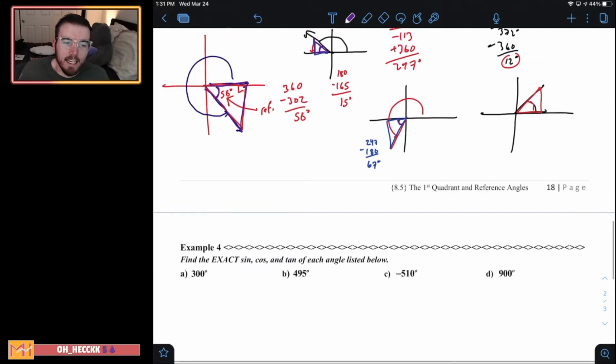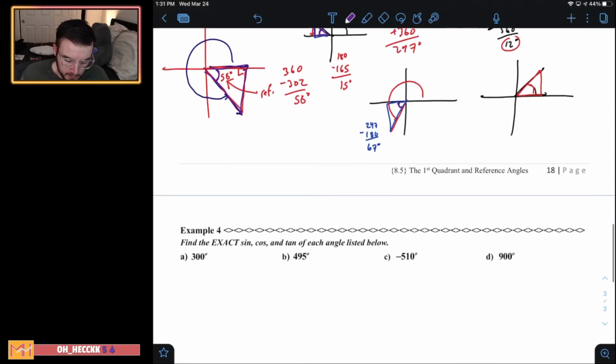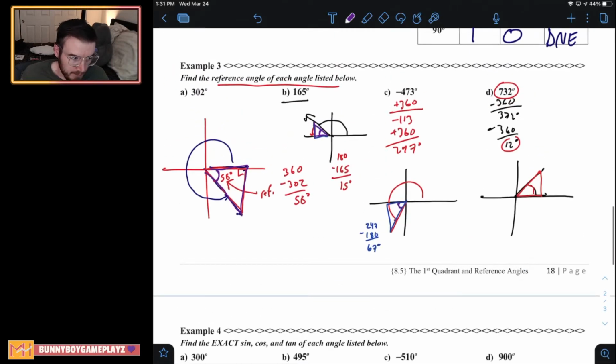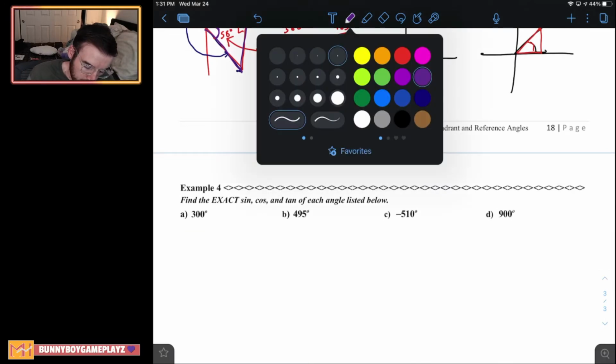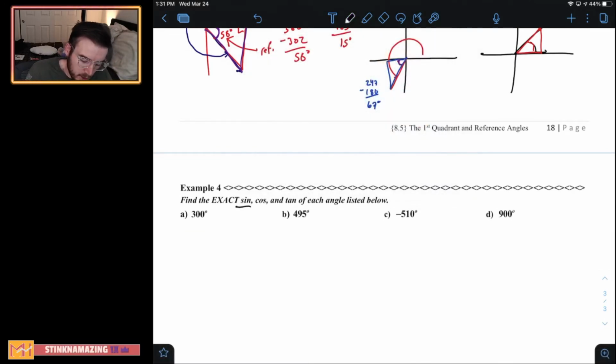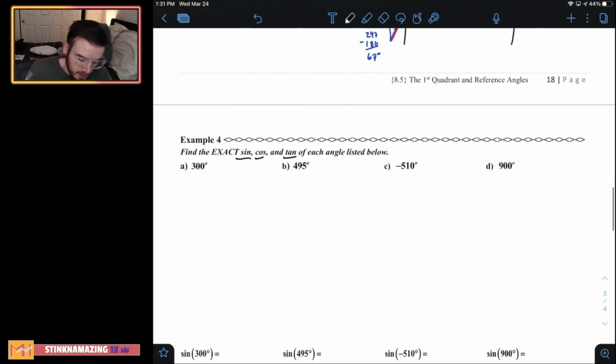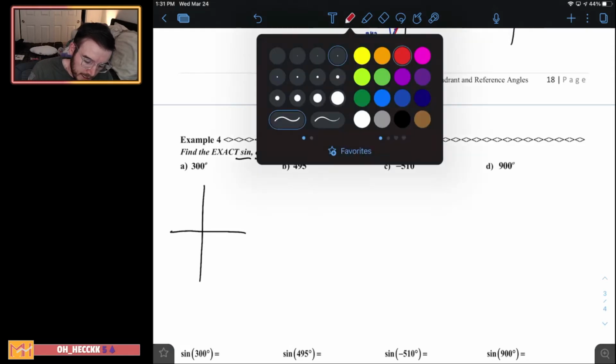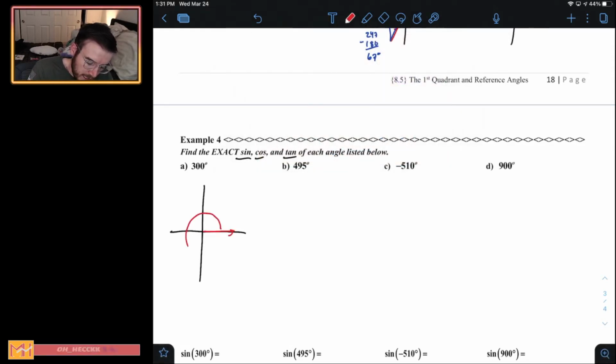So what is the significance of that reference angle? Well, we can use it to find the value of sine, cosine, and tangent. When I plot 300 degrees, and I know it's way over here, how much further do I have to go? AKA, what is my reference angle? 60 degrees, right? 360 minus 300 is 60. I have 60 degrees right there.